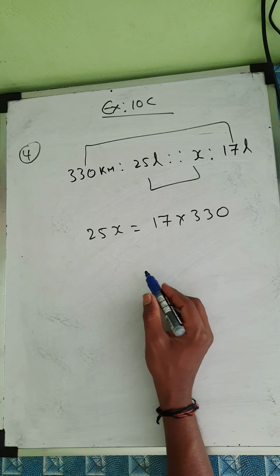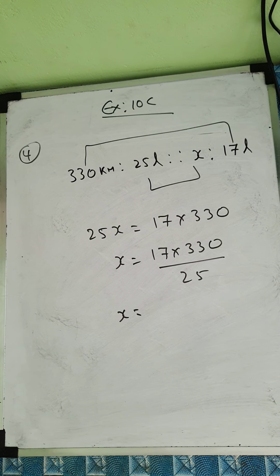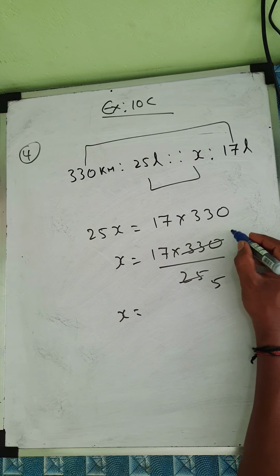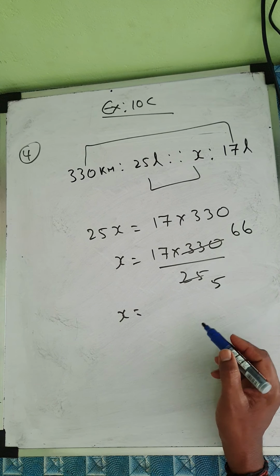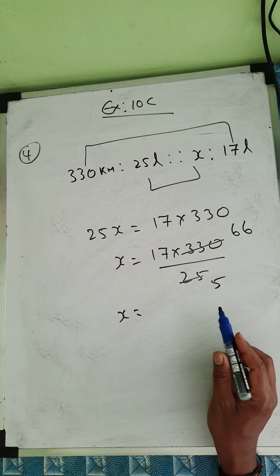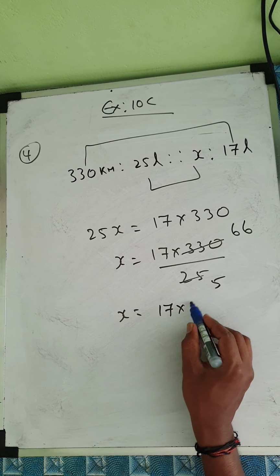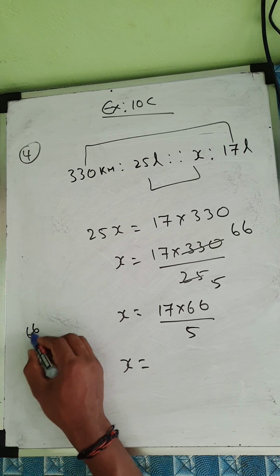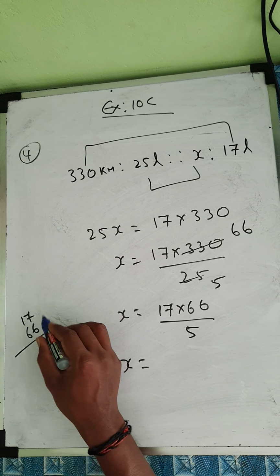So x equal to 17 into 330 divided by 25. So we can cut it now. You can cut by 5. 5 5s are 25. Then here 6 5s are 30, remain 3. So 17 into 66 divided by 5. So you will multiply these two numbers, 66 into 17. So 6 7s are 42, remain 4.